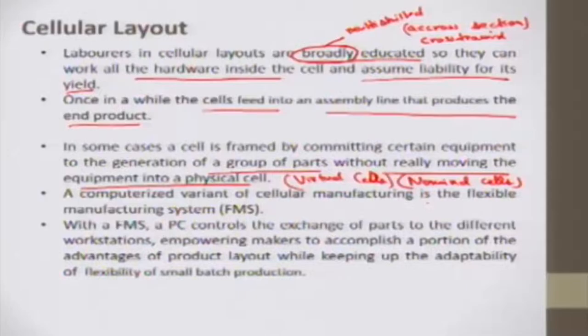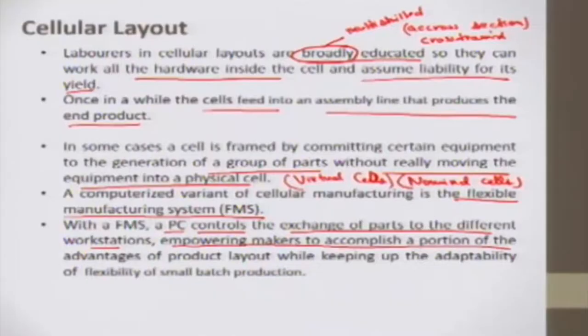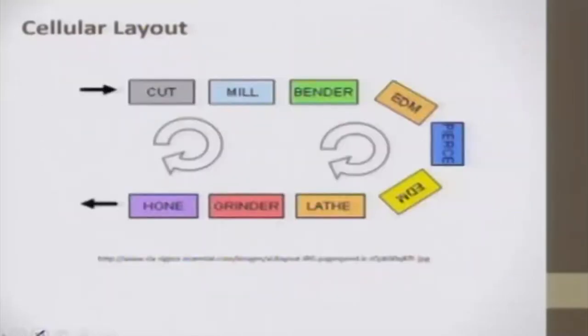So a computer variant of cellular manufacturing is known as flexible manufacturing system. In a flexible manufacturing system, a process computer controls the exchange of parts to the different workstations, empowering makers to accomplish a portion of the advantages of the product layout while keeping up the flexibility of small batch production. So what is FMS? What is flexible manufacturing system? I will just put some more light into this.